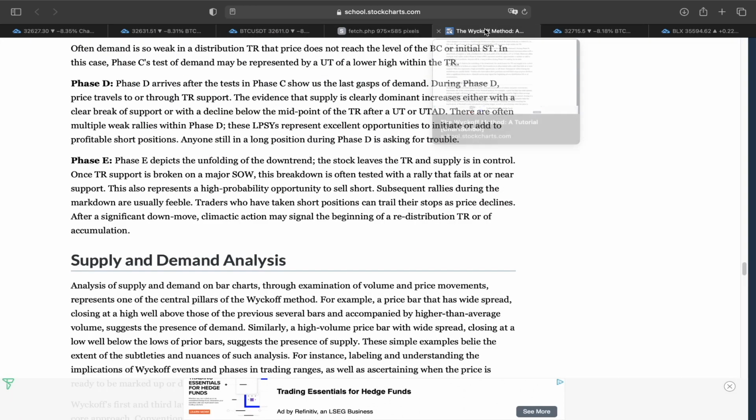So that's why, according to this one here, this also represents a high probability opportunity to sell short. Subsequent rallies during the markdown are usually feeble, so traders who have taken short positions can trail the stop as price declines. After a significant down move, climactic action may signal the beginning of a redistribution trading range or of accumulation.